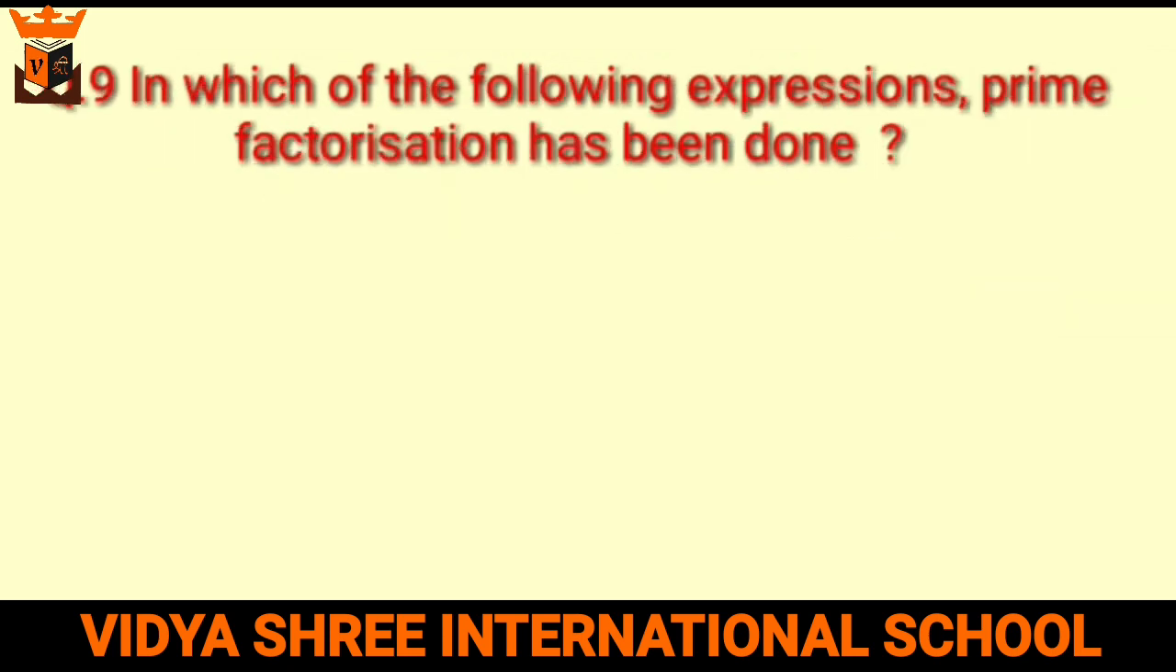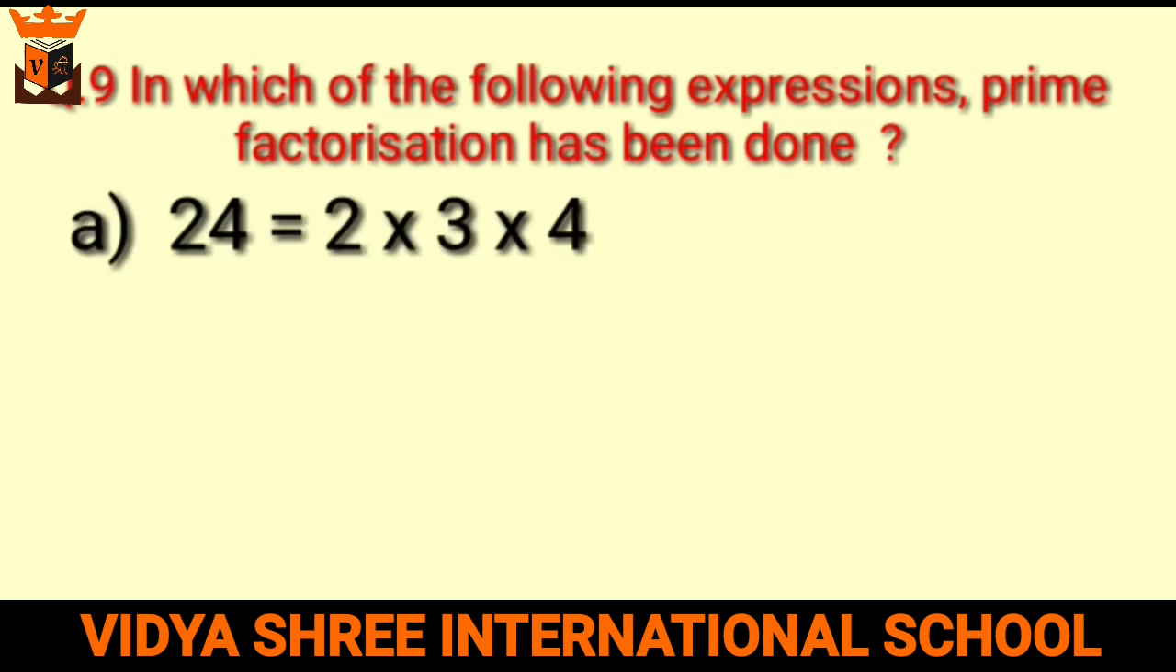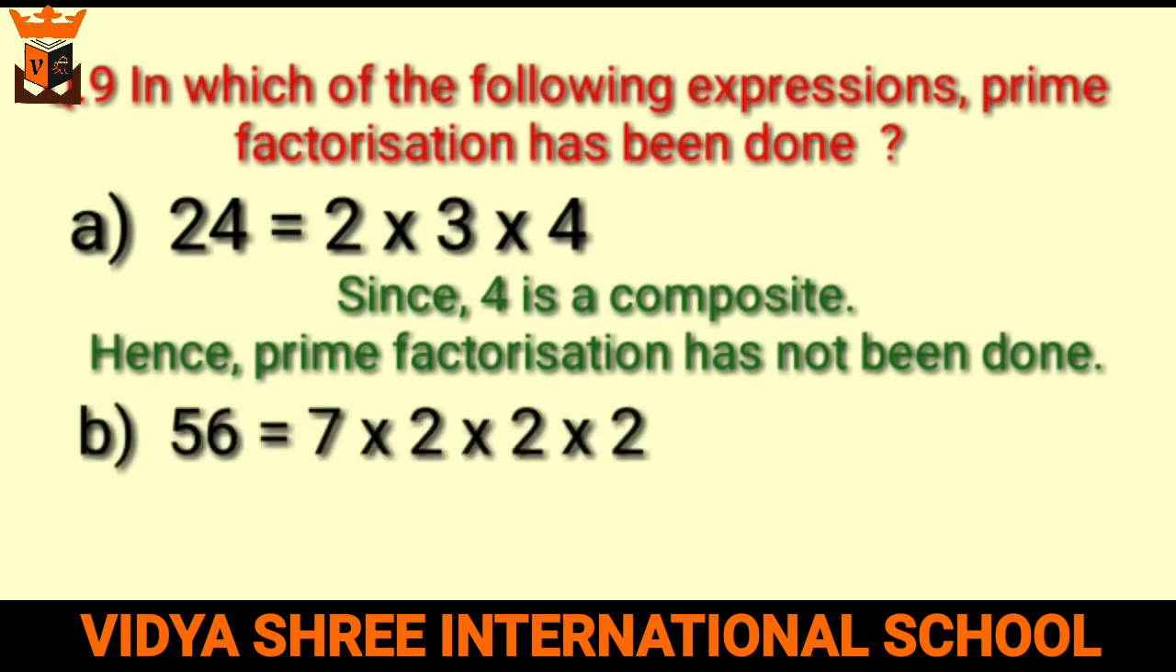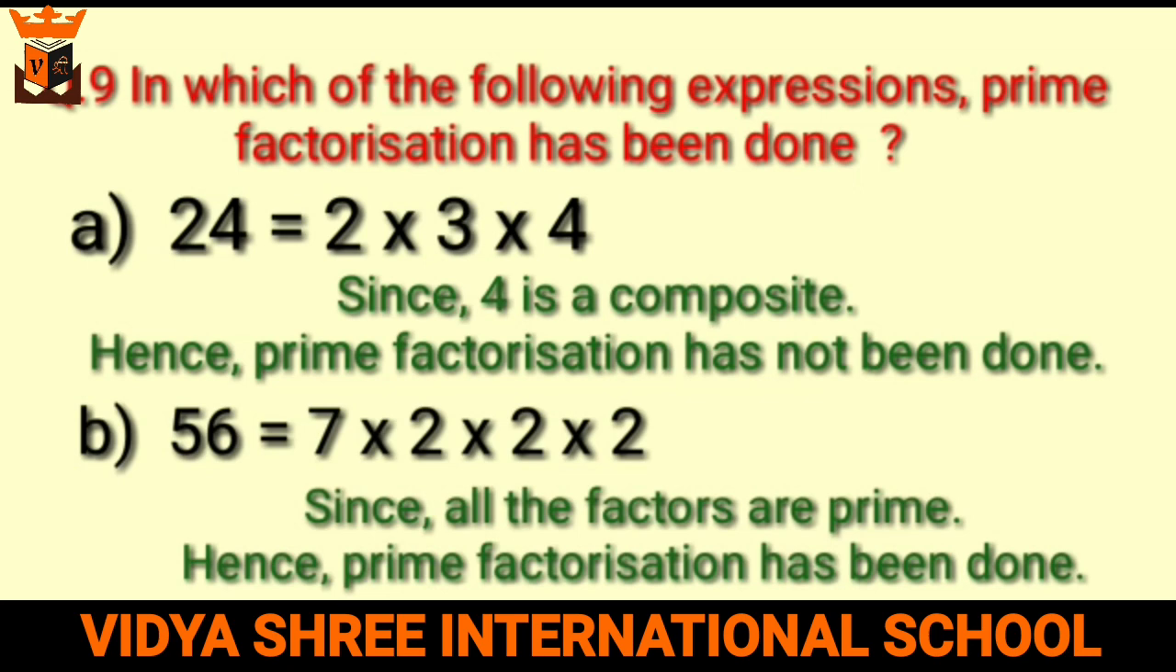Question number 9 is, in which of the following expressions has prime factorization been done? First one is 24 equals 2 multiplied by 3 multiplied by 4. Since 4 is a composite number, prime factorization has not been done. B part is 56 equals 7 multiplied by 2 multiplied by 2 multiplied by 2. Since all the factors are prime, hence the prime factorization has been done.